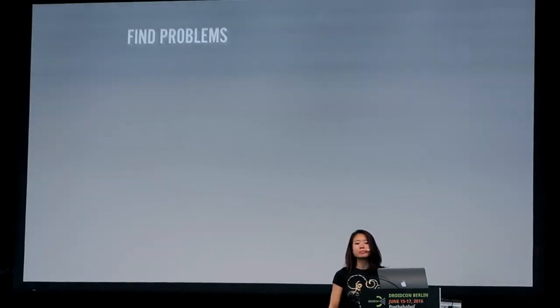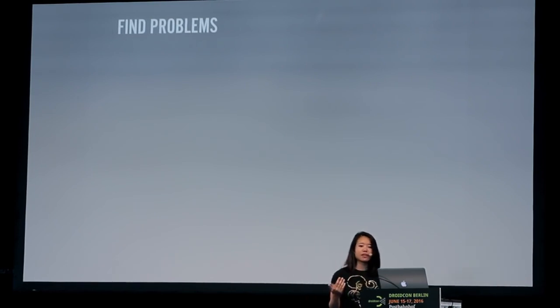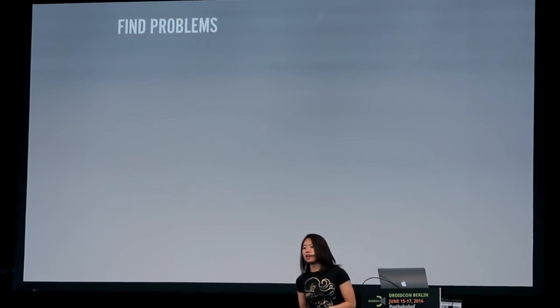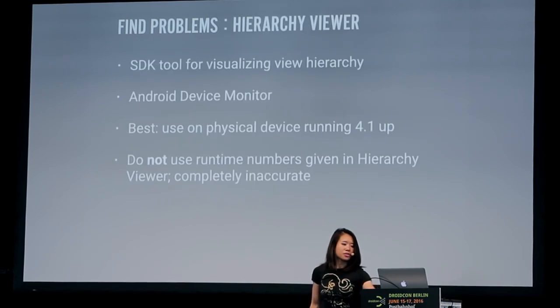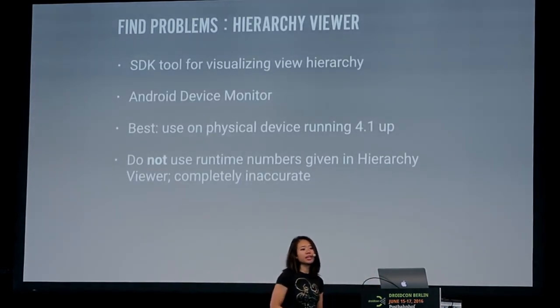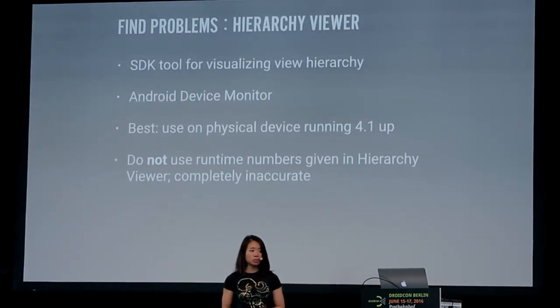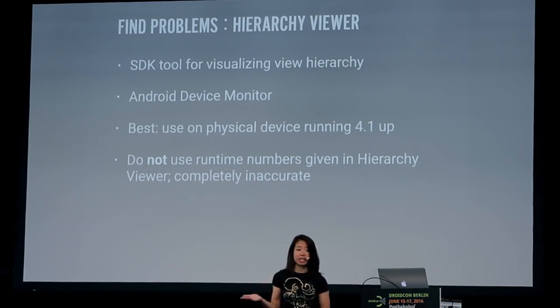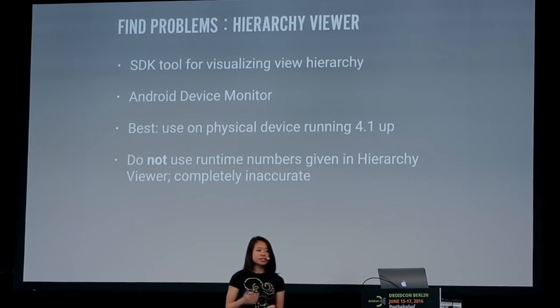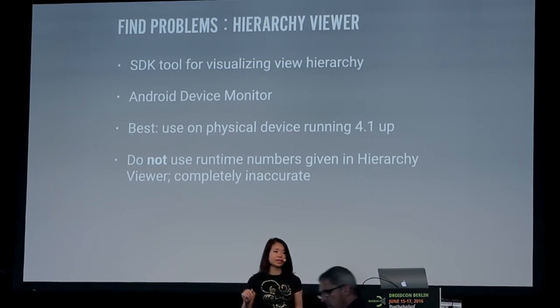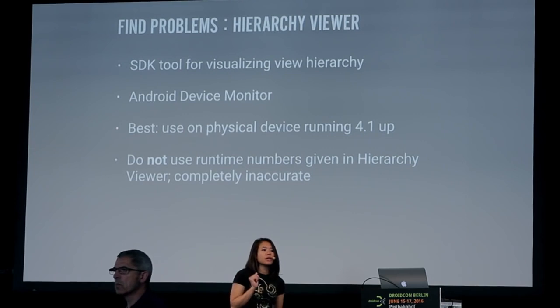All right, so problems. How do we find them? There's a lot of tools available to you to find these problems in your layouts. One of my favorites is Hierarchy Viewer. It's an SDK tool that you can use to visualize your view hierarchy as a tree structure. It's right in the Android Device Monitor, and you can use it. The best case is to use it on physical devices running 4.1 and up. There's some reasons for that, like if you run it on any SDK lower, you have to install a view server, things like that.